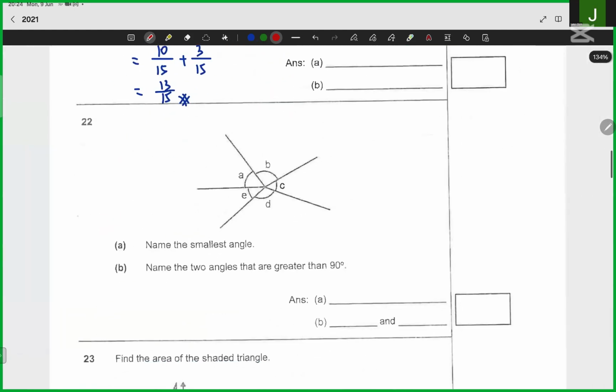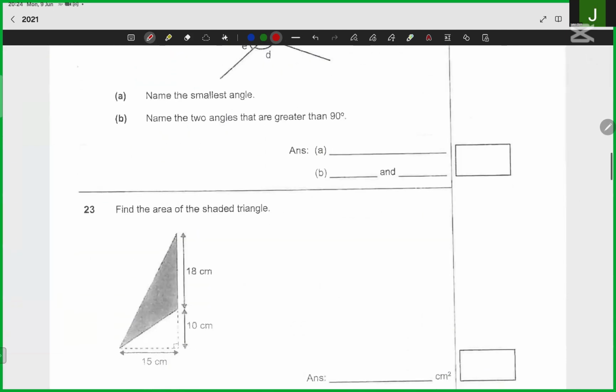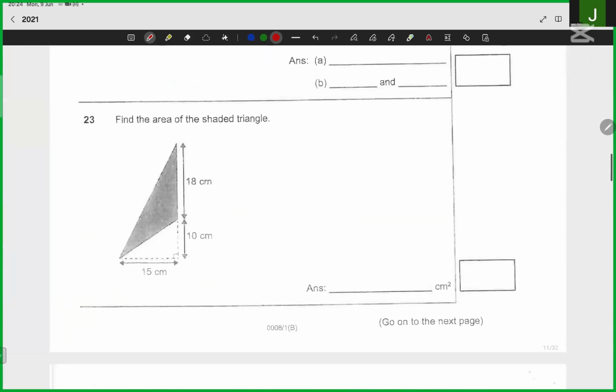Question 22, I'm not going to go through this one, it is super easy, you all should know. 23, find the area of the shaded triangle. The shaded triangle is here, here, here. So area of the shaded triangle, identify the base, identify the height. This is the base, this is the height. So area equals half times 18 times 15, equals 135 centimeter squared.